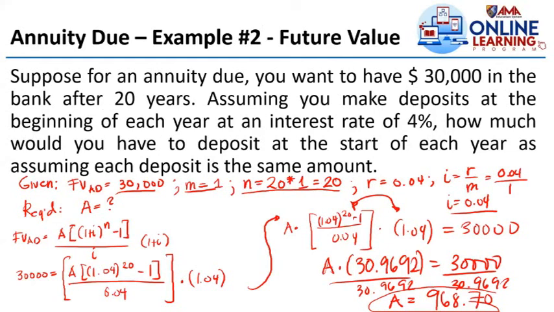Okay? So, nilagay ko sa left side yung A, para mas convenient tingnan. So, divide ko both sides by 30.9692. So, kasali yung 30,000. So, 30,000 divided by 30.9692, that is, ang A natin, ang dapat i-deposit every year is 968 pesos and 70 centavos to get 30,000 after 20 years. Okay? And that's it.